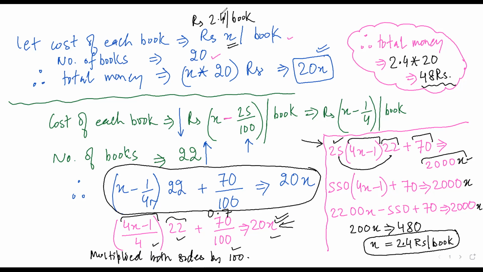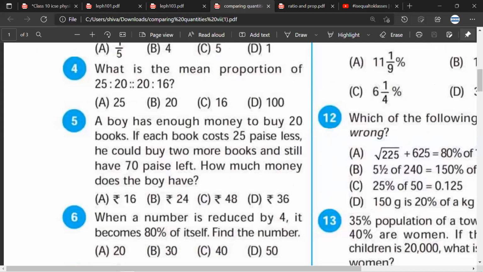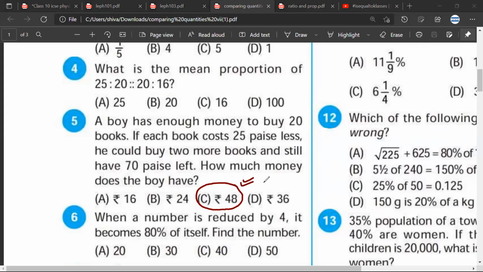Now using this cost 2.4 per book, you will be able to get this amount, which is the money that the person had, which is if you multiply 2.4 into 20, you will get 48 as the answer. Satya, is it making sense or not? Yes, sir. It's making sense. So this is the correct answer. Any doubt? No doubt, sir. Great.